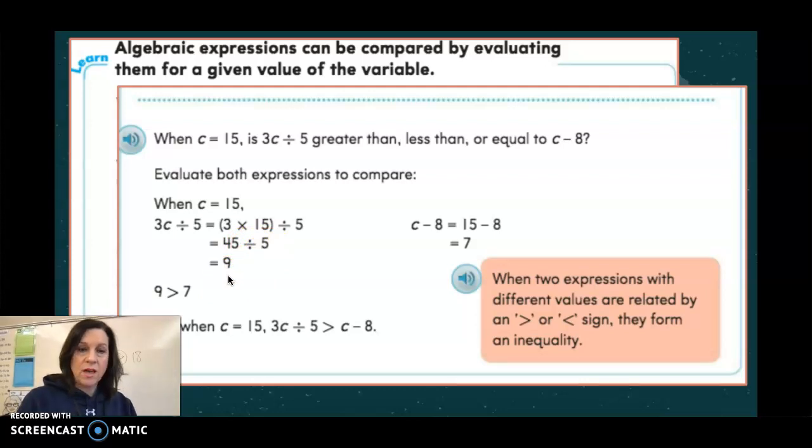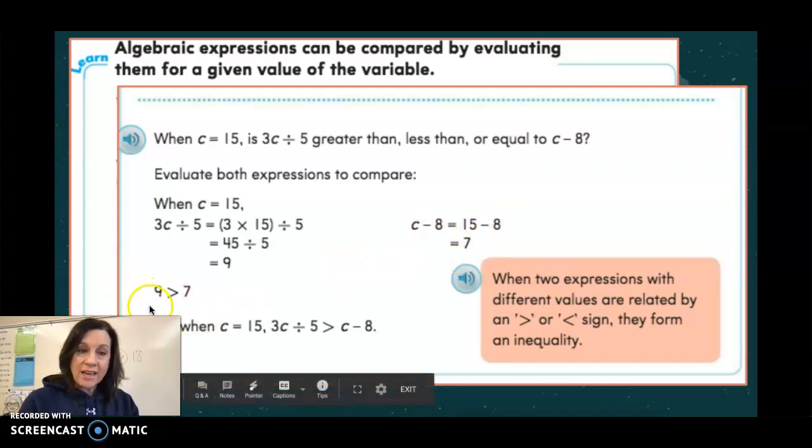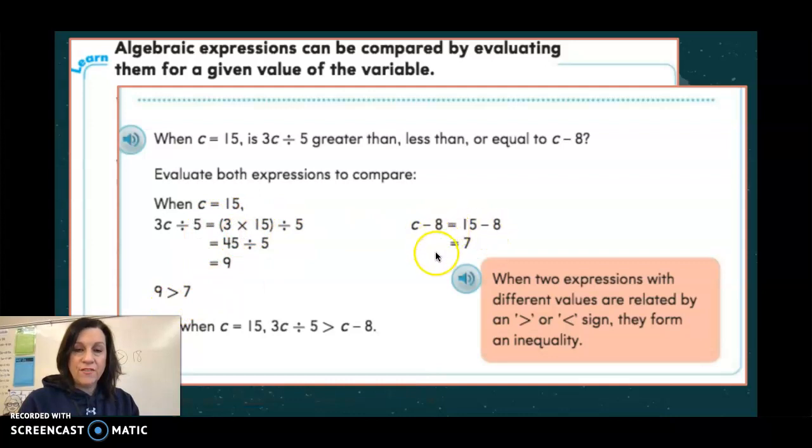Awesome. Okay, now over here we've got that C minus 8. Remember, we have 2 algebraic expressions that we're comparing. So C minus 8, it's 15 minus 8, which is 7. So in this case, 9 is greater than 7. 9, we figured that out, and we figured this algebraic expression out, is greater than 7.